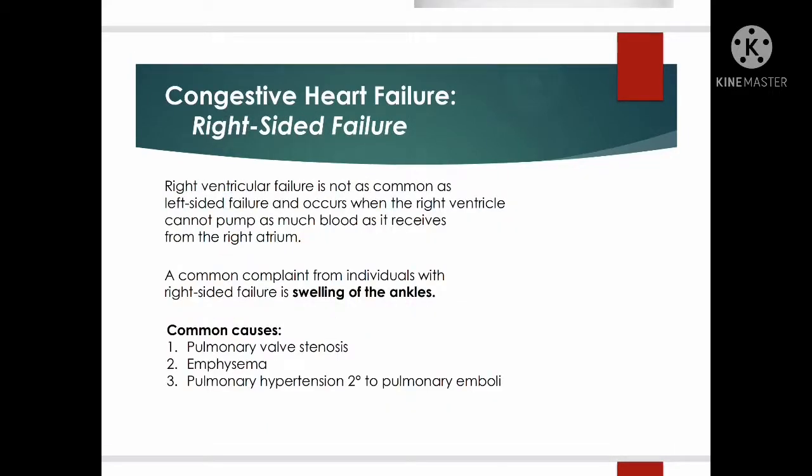Right ventricular failure is not as common as left-sided failure and occurs when the right ventricle cannot pump as much blood as it receives from the right atrium. So this causes the venous blood flow to slow down, producing engorgement of the superior and inferior vena cava and edema of lower extremities. A common complaint from individuals with right-sided failure is swelling of the ankles. So the common causes are pulmonary valve stenosis, emphysema, pulmonary hypertension secondary to pulmonary emboli. So radiographically, it is seen as an enlargement of the right atrium and right ventricle.